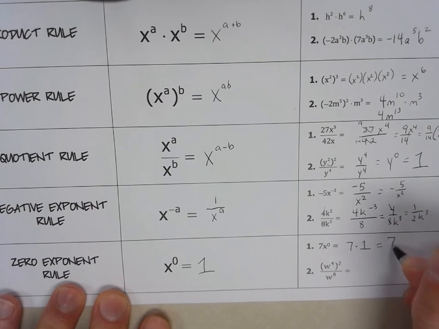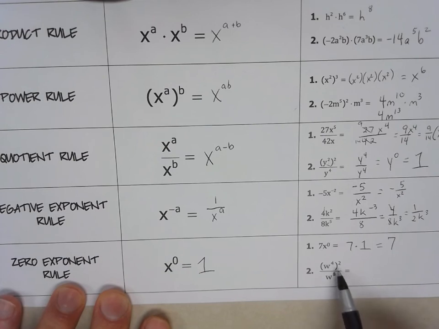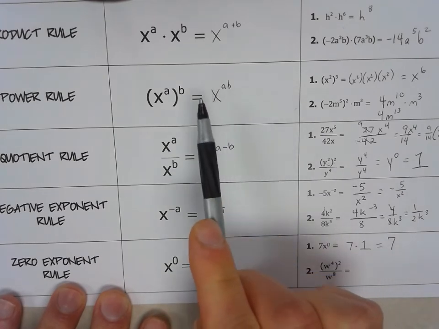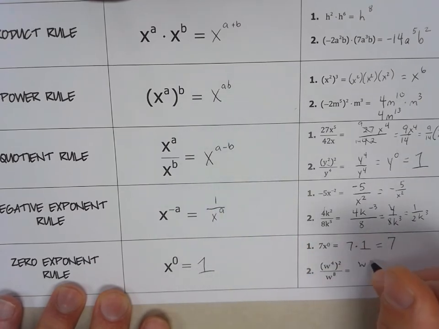Easy peasy. Here we have a couple rules in play. We'll start with our power rule, x^a^b. So we have 4 w to the 4th, sorry, w. I said y already once today. w to the 4th, all squared. So we got 4th power and squared. And that's going to be, according to our power rule, we multiply them together. So it becomes w to the 8th over w to the 8th.